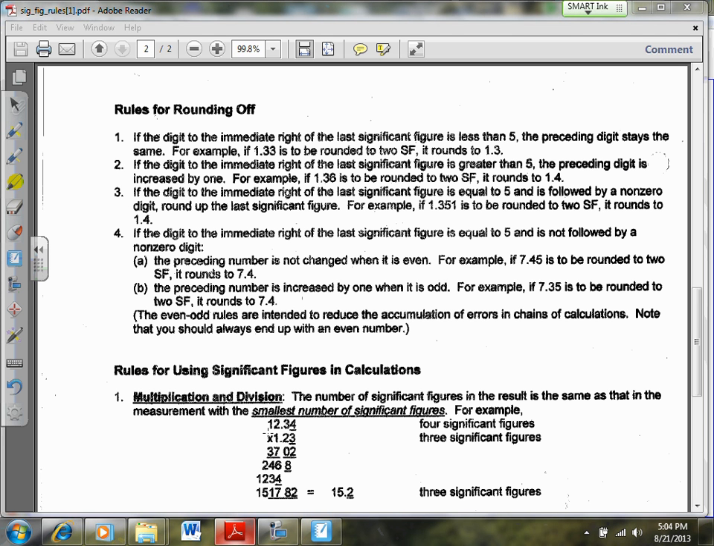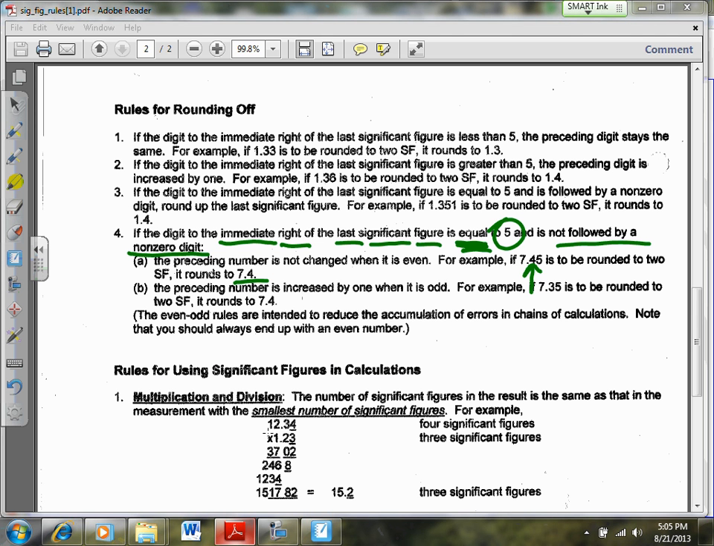Okay, so if the digit to the immediate right of the last sig fig is equal to 5 and is not followed by anything other than a 0, then we're going to use the even-odd rule. The even-odd rule is this. If the number right next to the 5 is even, we round it down. So 7.45 becomes 7.4. This is the digit we're trying to round, the 4. Do we round it up or do we round it down?